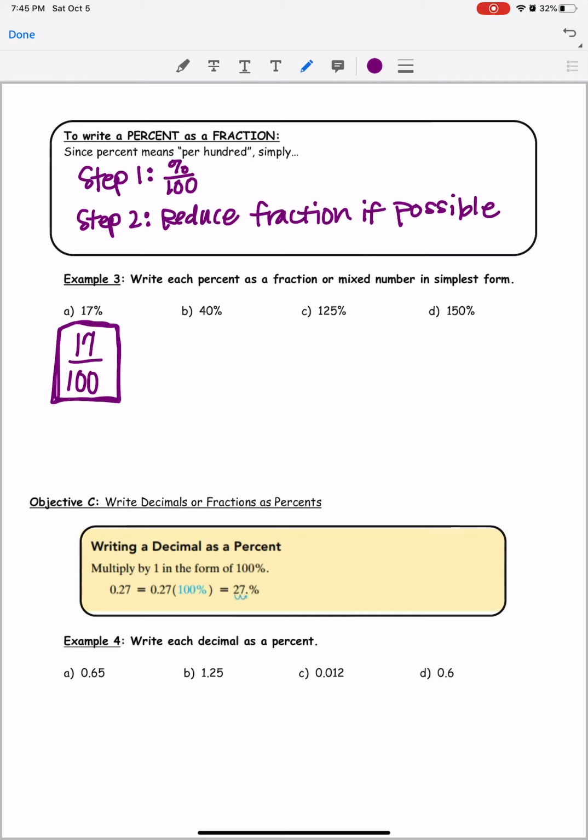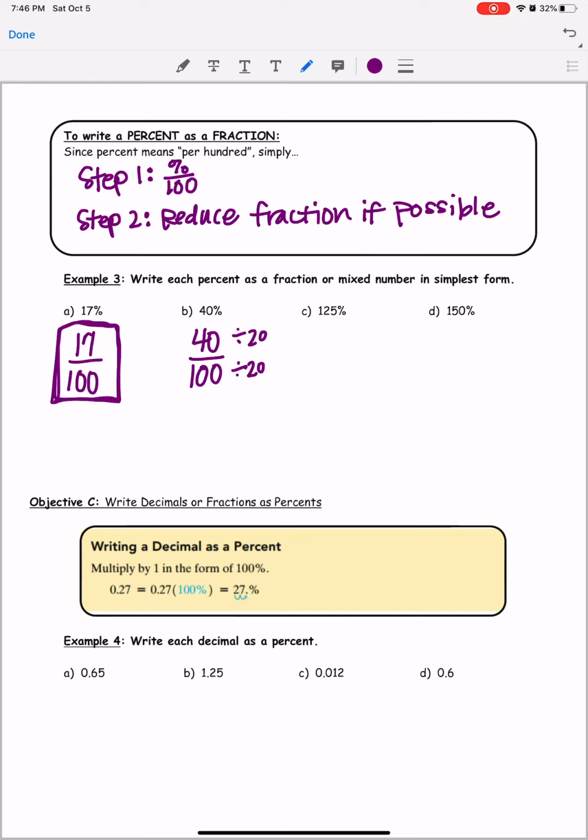Okay, same thing here, 40%. So we're going to do 40 over 100. Now with this one, I can reduce. You can do this in as many steps as it takes. You can say they're both even, so you can divide by 2. You can divide by 5. They both end in 0, so I can divide by 10. But the biggest number that we can divide into both of these is actually going to be 20.